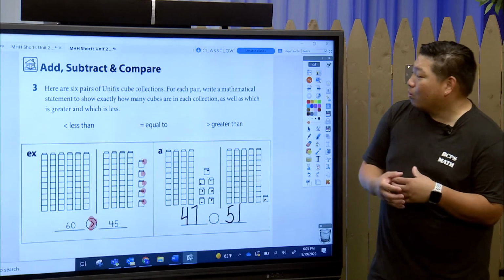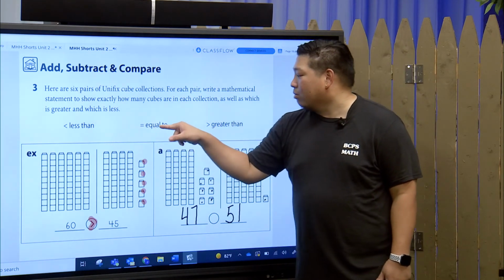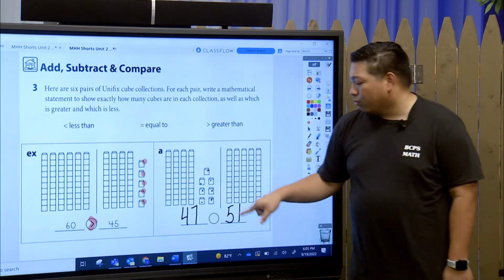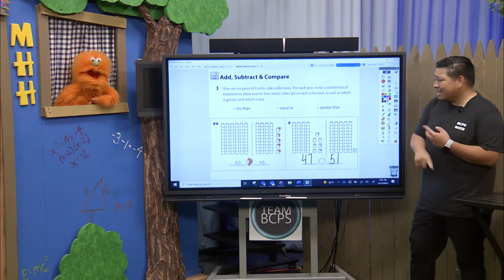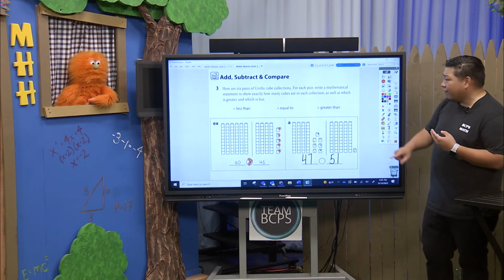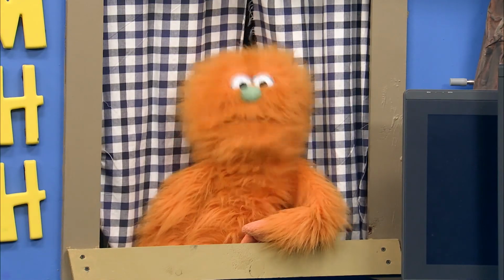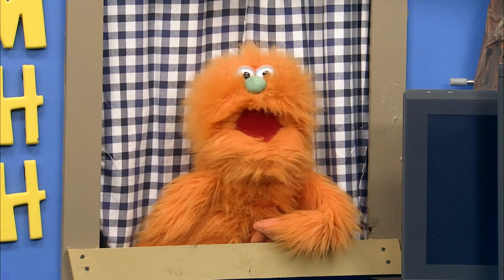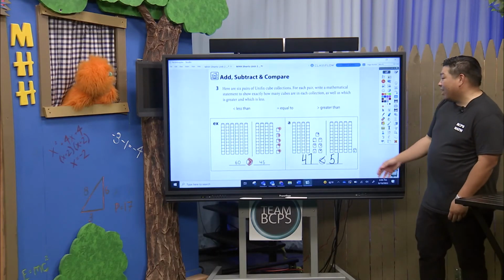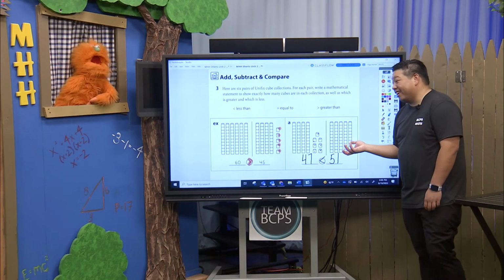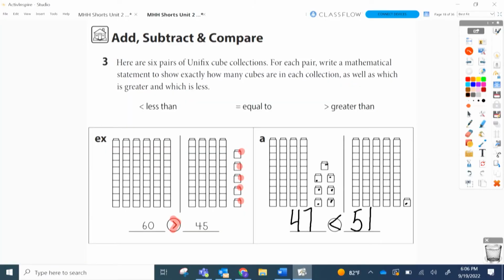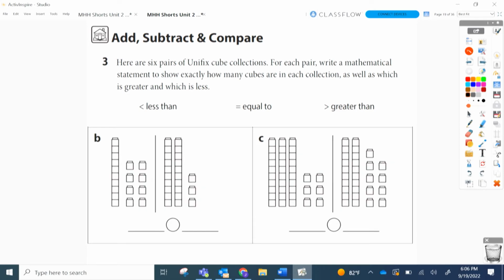And our vocabulary words that we're looking at are less than, equal to, or greater than. So it's 47 is less than, equal to, or greater than 51. 47 is less than 51. All right, and we can tell because we already have an extra 10 there. So that's an easy way to compare that. Absolutely. Starting with your tens place.